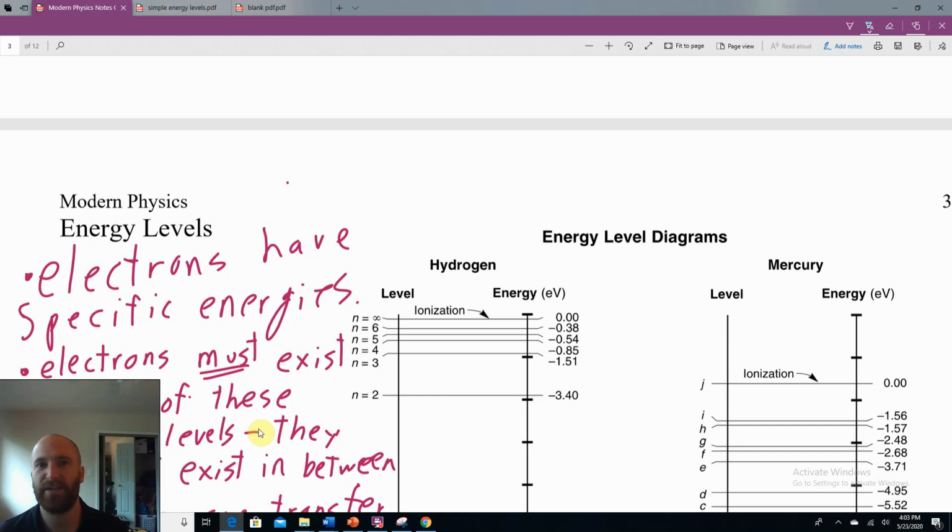A nice analogy is to imagine a set of stairs, like a flight of stairs. You could be on the first step, the third step, the fourth step, the eighth step, whatever it might be. But you can't hover in between steps. There's nowhere for you to stand. And electrons are the same way. They can be at this energy or that energy, but they can't be in the middle. There's nowhere for them to stand. There's no energy level there. So they cannot exist in between energies.